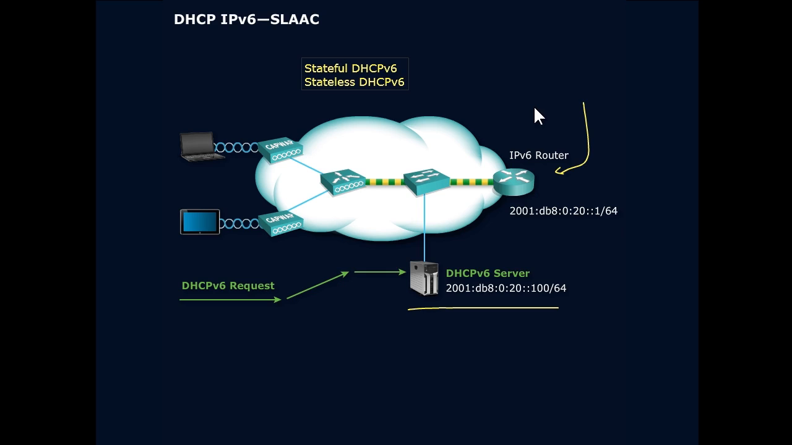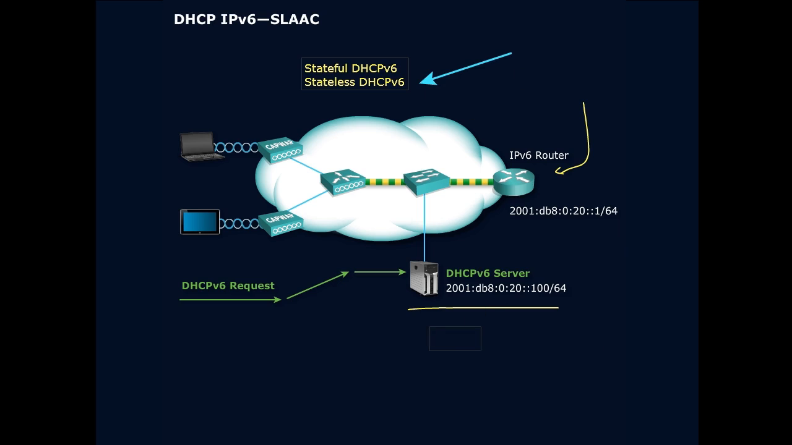That is stateful. And remember that the DHCP version 6 server is going to keep track of all the MAC addresses that have been bound to all the IPv6 addresses from that pool. That's what we mean by stateful. There's a known state. This client is currently in the state of being associated with that address. It's in the database.